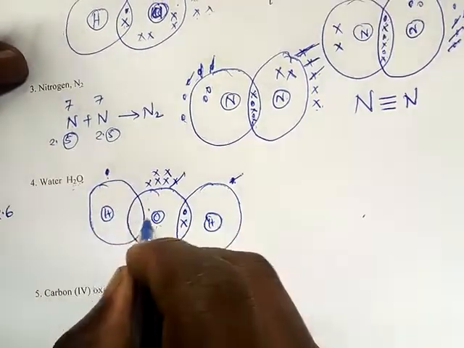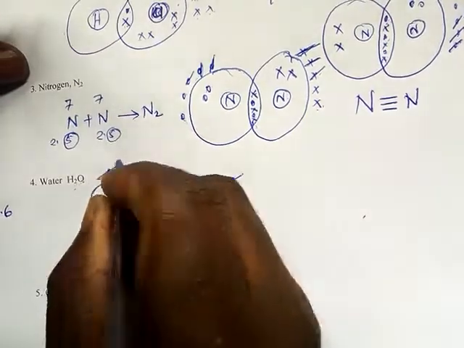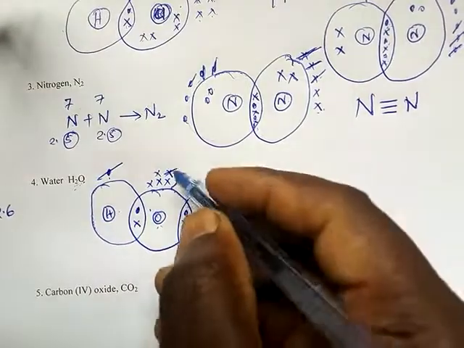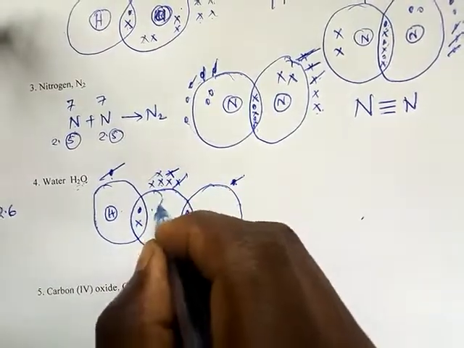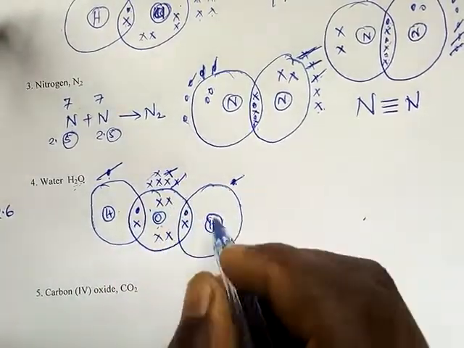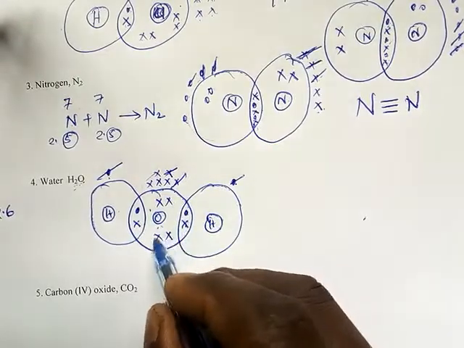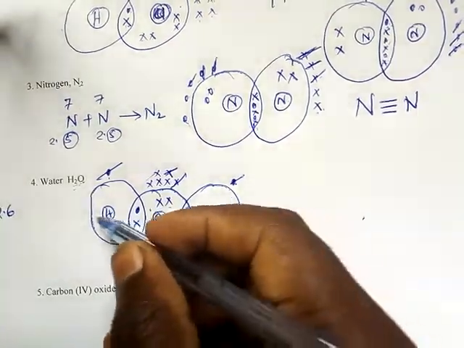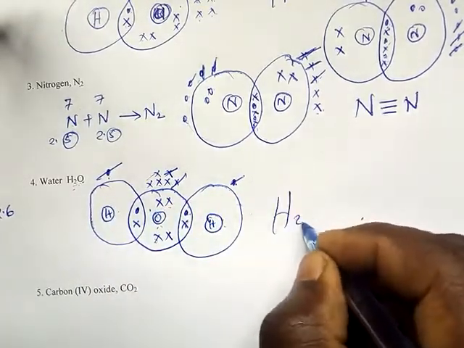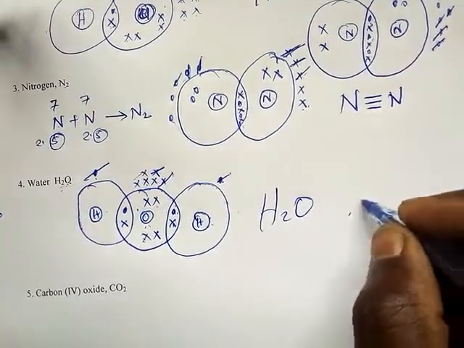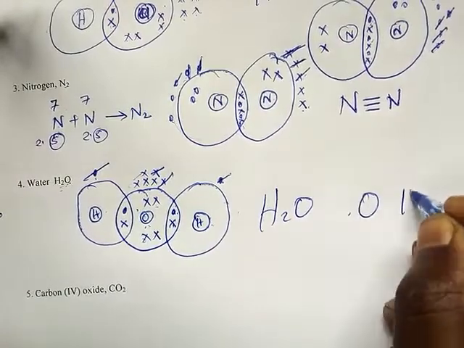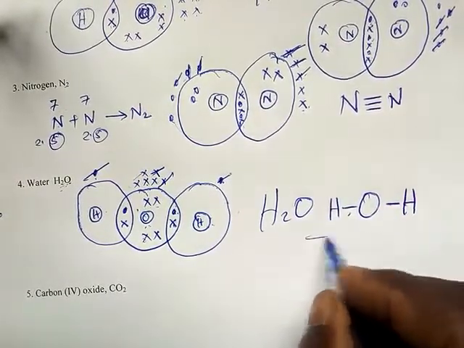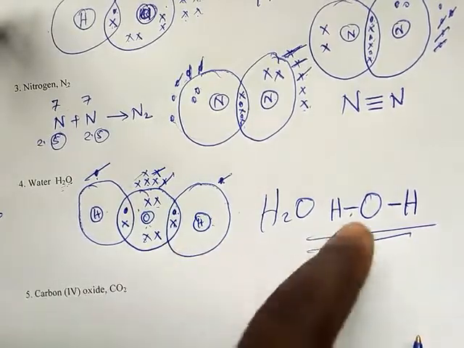This one brings its electron there, and this one brings another one here. And then the remaining 1, 2, 3, 4, you put them here. So if you count for oxygen, 1, 2, 3, 4, 5, 6, 7, 8, oxygen is stable, hydrogen is already stable, 1, 2, and this is water. So it can also be written as oxygen, hydrogen, hydrogen, single, single covalent bond. This is also a way of representing this one.